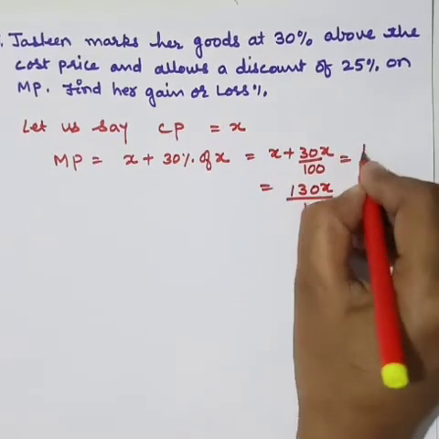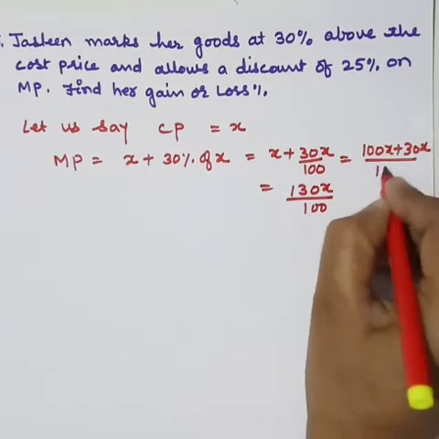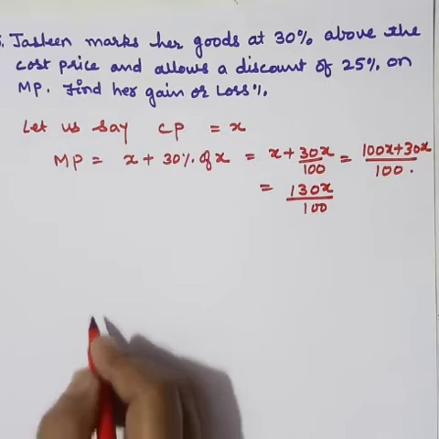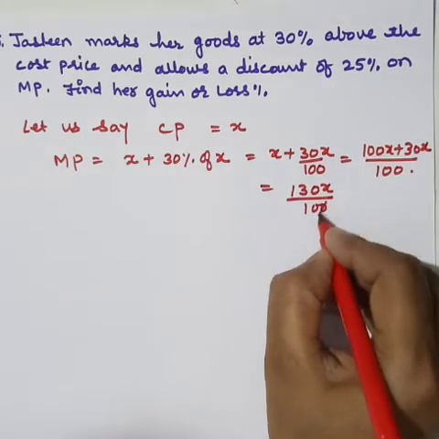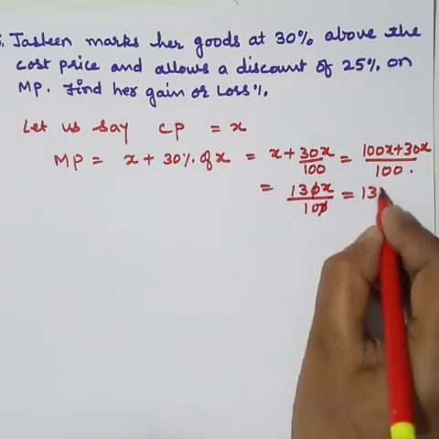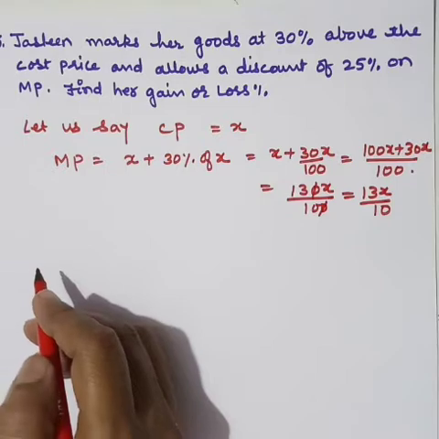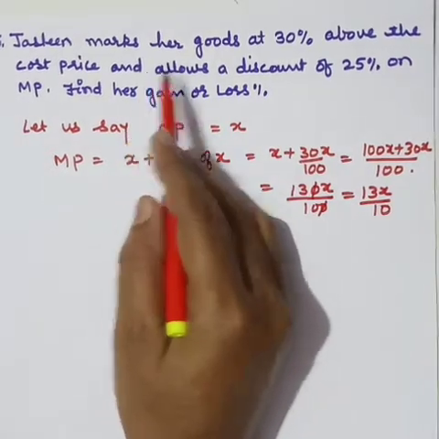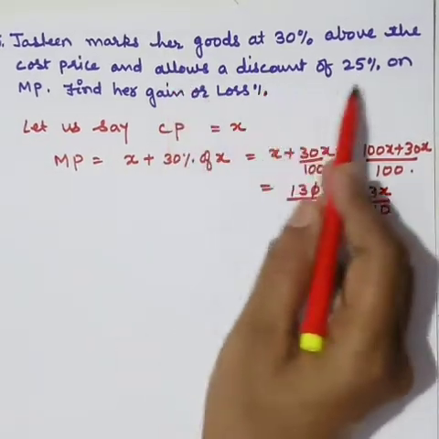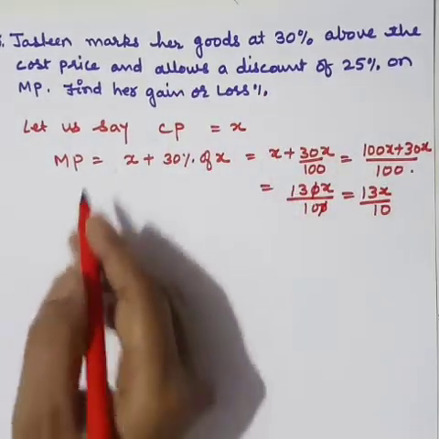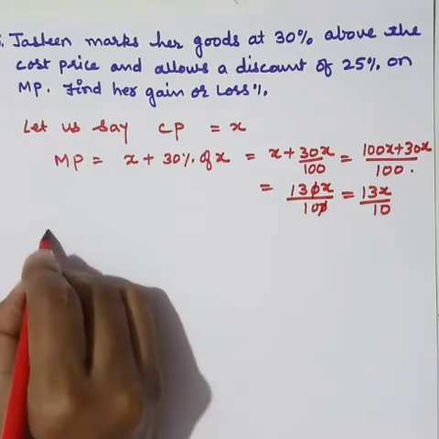See here, 100X plus 30X by 100. So MP is equal to 130X by 100. So 0, 0 cancel, you are getting 13X by 10. Okay. Now after putting the price tag as 13x by 10, she gives a discount of 25%. So now see at what price she is selling. So discount is equal to how much?